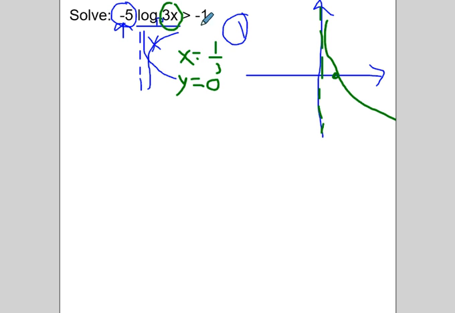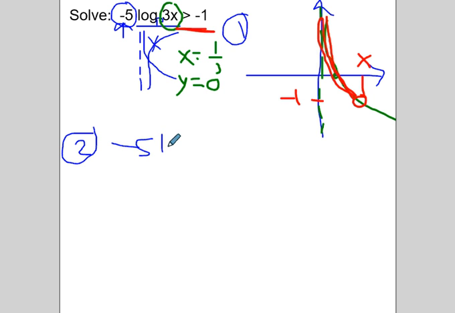And you want to find when it's going to be greater than -1. So imagine your -1 is somewhere around here. When is it greater than -1? It would be this part here we're looking for. So again, we're looking for this x. So step number 2, check when your rule -5 log of 3x is equal to -1.